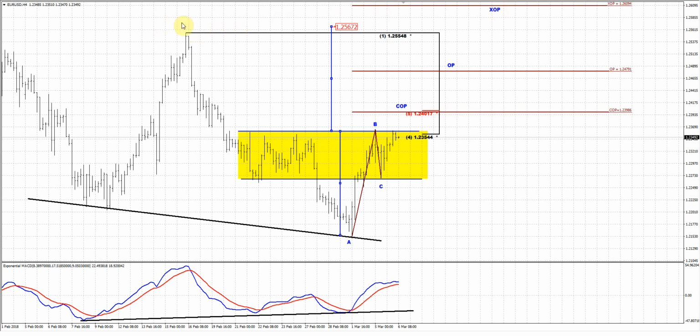Besides, I think some stops of the long-term players have been placed above this top, and if the market triggers them, it will add some fuel and push the market slightly higher. That's why reaching the XOP here looks very probable.